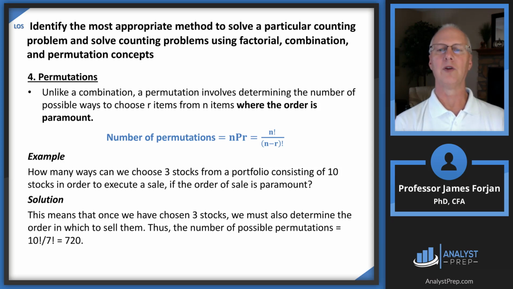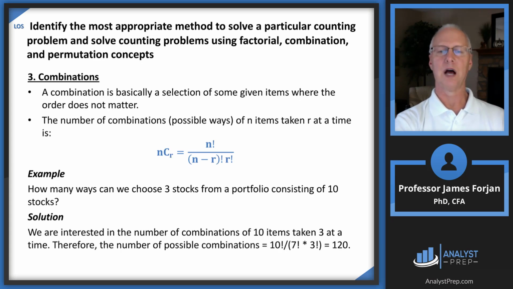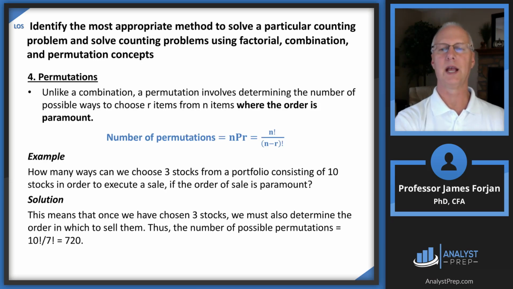And so all we're going to do here is remove, let's go back to this one. Notice that in the denominator we have n minus r factorial times r factorial. Here we're just taking out the r factorial. So 10 factorial over 7 factorial is 720.